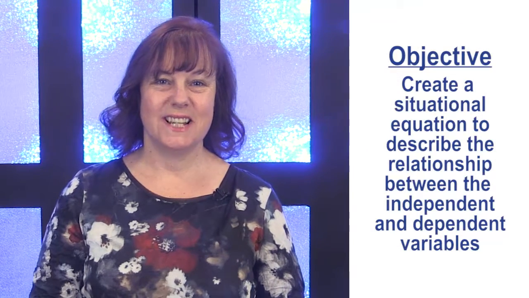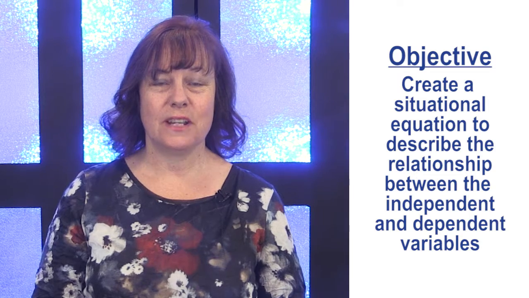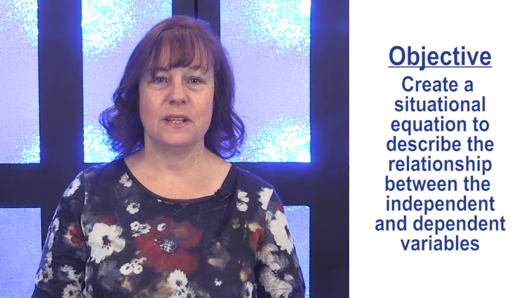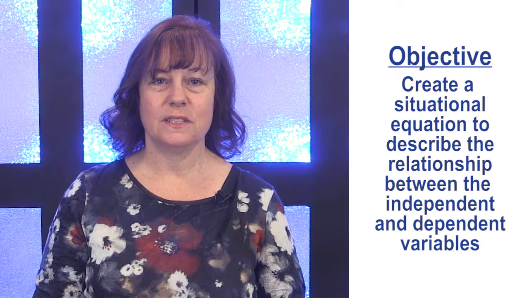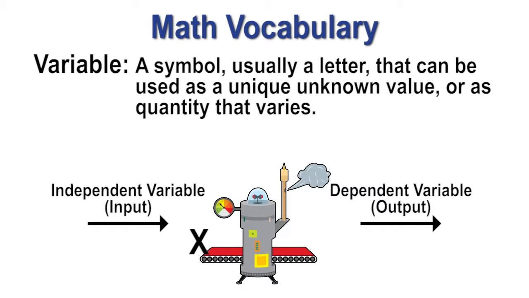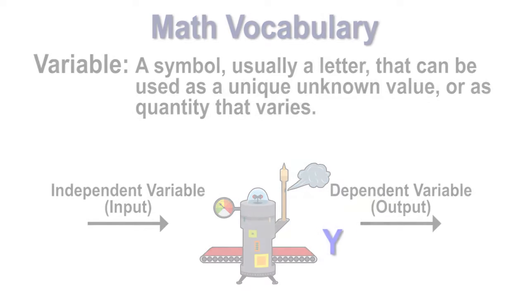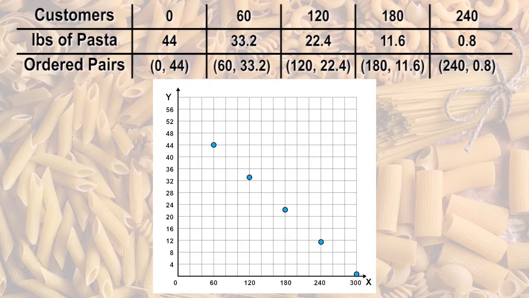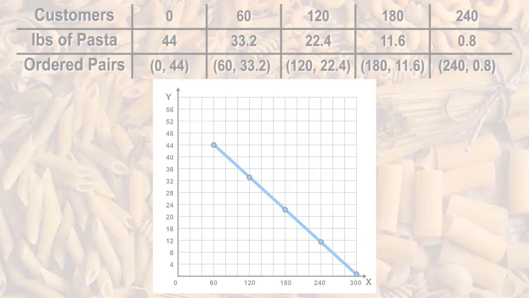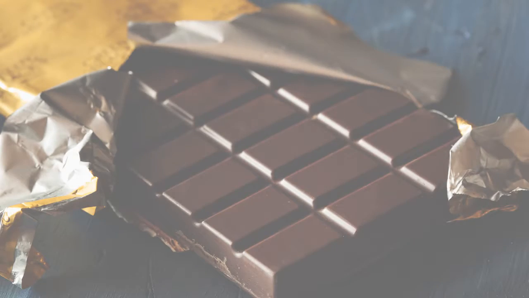The objective of this lesson is to create a situational equation to describe the relationship between the independent and dependent variables. In previous lessons, we learned how to identify and use independent and dependent variables in real-world contexts. We also learned how to create tables and graphs using information generated from equations. In this task, we will use a situation to create an equation that describes the relationship between the independent and dependent variables. Let's look at this problem.